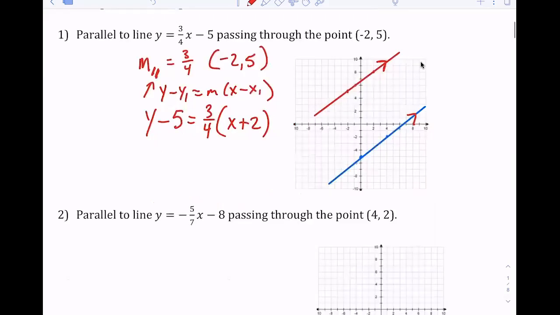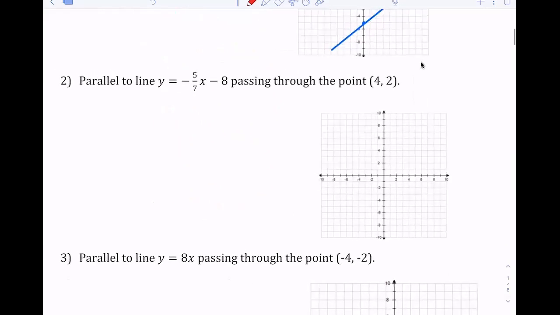So now let's go to number 2. We're going to graph this real quick. So when I graph, I'm going to start at -8.